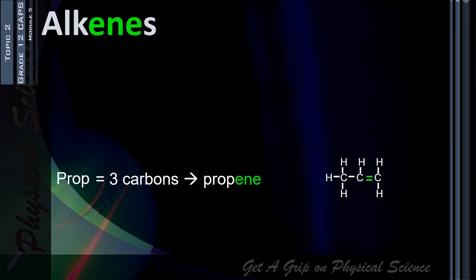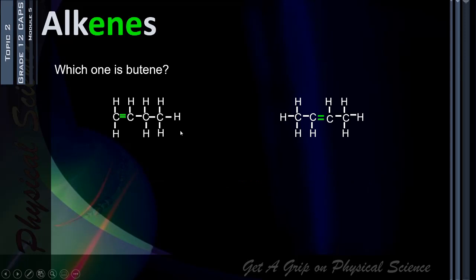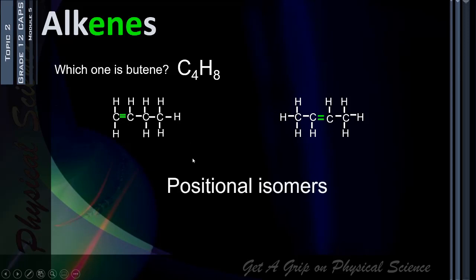But we are faced with a problem when we get to 4 carbons, because which one of these 2 molecules is butene? Both of them have the same molecular formula of C4H8, but you can see that the functional group, the double bond, is at different positions for these 2 molecules. So we call these 2 molecules positional isomers because their functional group is at different positions. But we still have to distinguish between the 2 molecules.